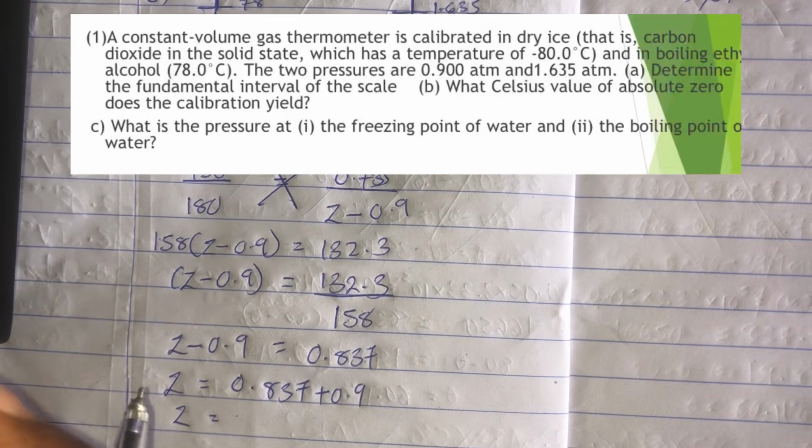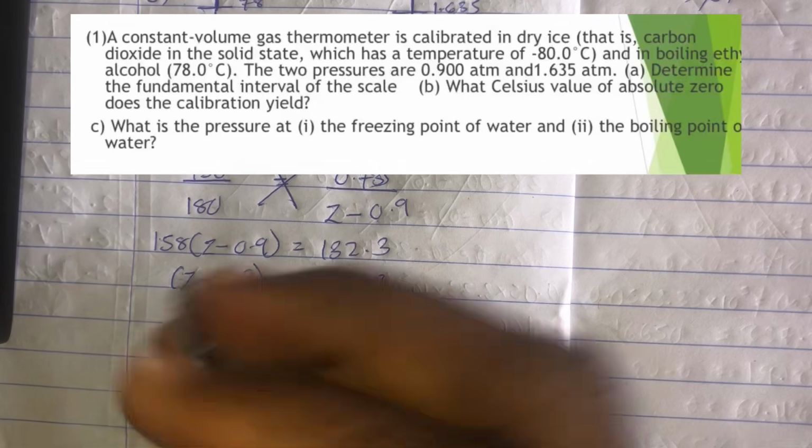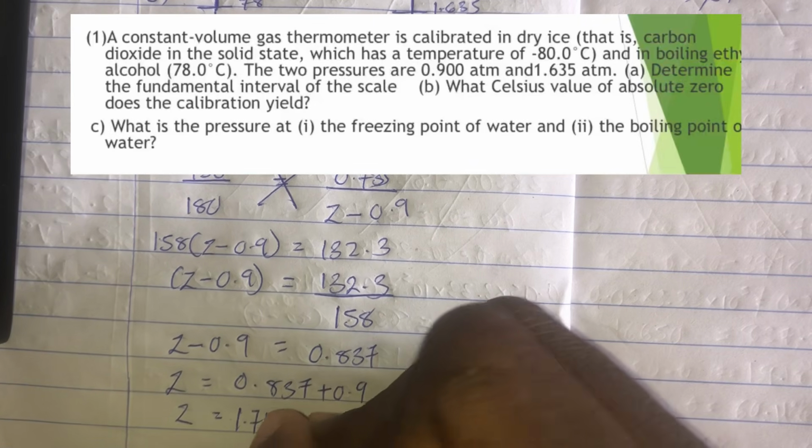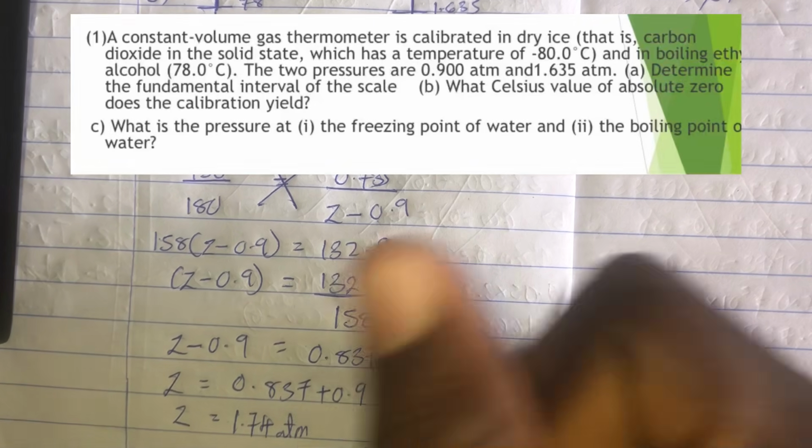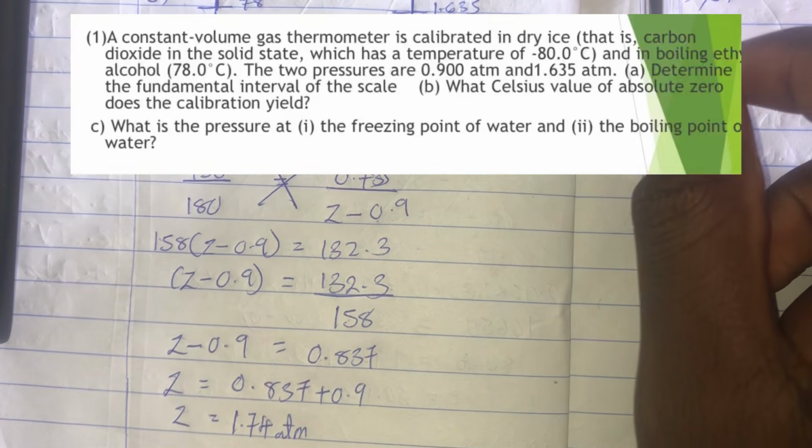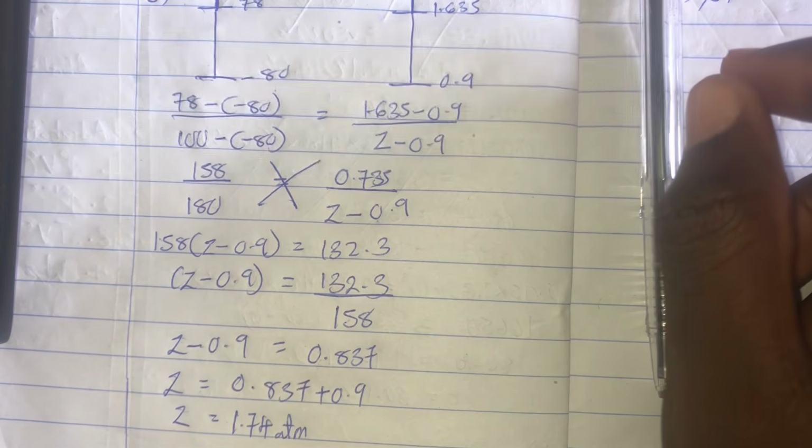0.837 plus 0.9. That will give 1.74 atmosphere. So that's how to solve a question like that in case it comes out. Of course, this kind of question is likely going to come out.